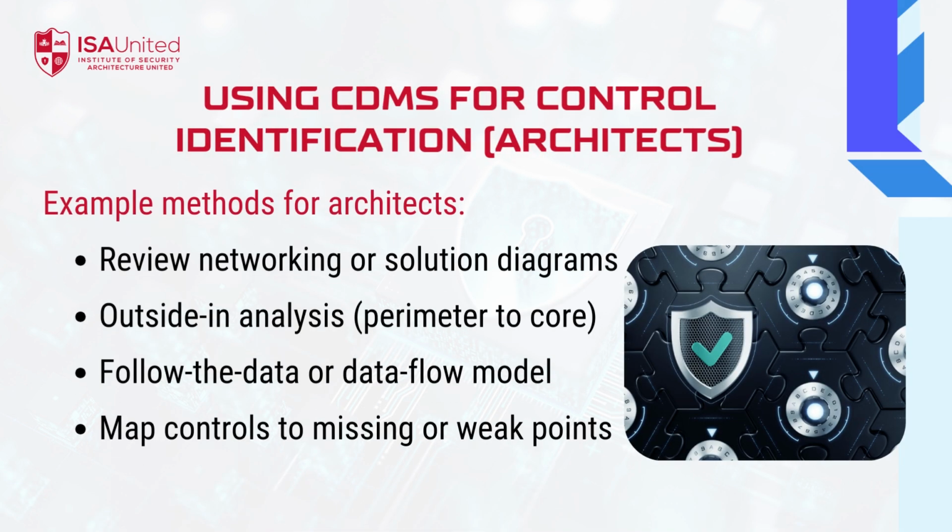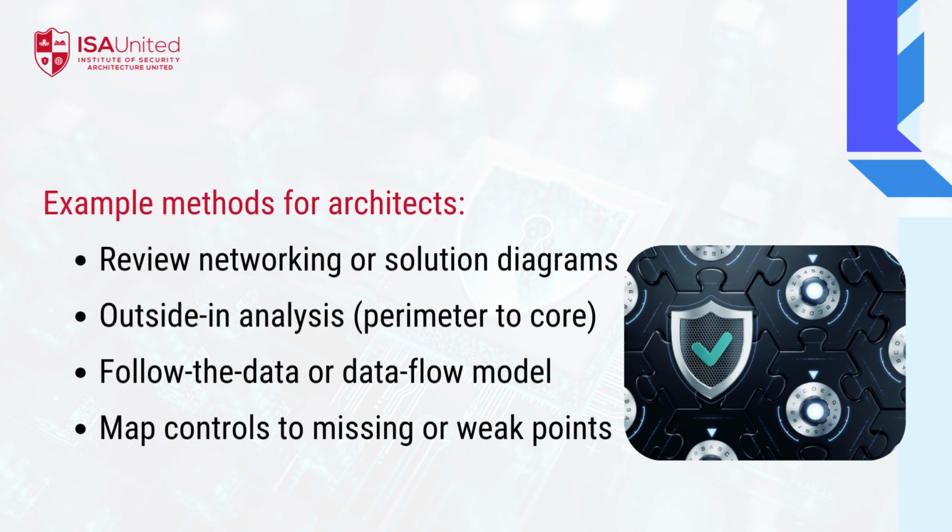Using CDMs for control identification, architects. For architects, the process often begins with Cybersecurity Design Models, or CDMs. Reviewing networking or solution architecture diagrams, architects can apply methods such as the outside-in approach, analyzing from the perimeter inward, or the follow-the-data model, which tracks how information moves across systems. These models help identify where controls are missing or weak, and map them to the appropriate D10S standards for defensibility.